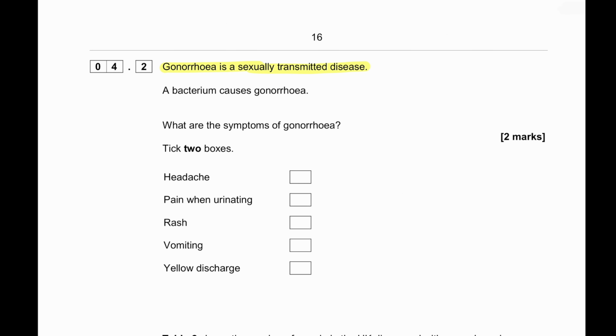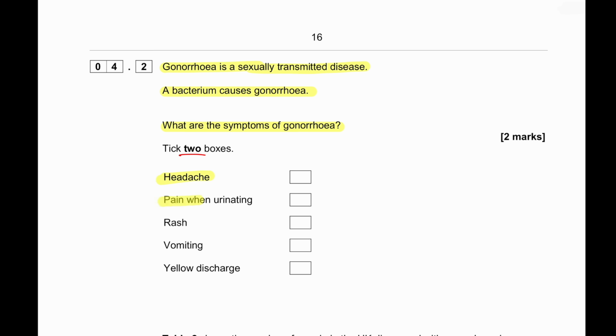Gonorrhea is a sexually transmitted disease. A bacterium causes gonorrhea. What are the symptoms of gonorrhea? It says that we have to tick 2 boxes. Whenever you're asked to tick 2 boxes, make sure that we tick 2 boxes, otherwise the answer will be wrong. If we tick 3 boxes and 2 of the boxes are correct, we'll still get only 1 mark. And if we tick only 1 box, you won't be getting the second mark anyway.